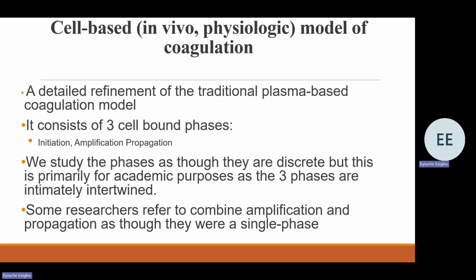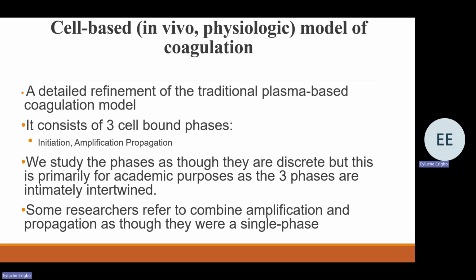The cell-based model, in essence, is a detailed refinement of the traditional plasma-based coagulation model. It consists of 3 cell-bound phases: initiation, amplification, and propagation. We study the phases as though they are discrete, but this is primarily for academic purposes because the three phases are intimately intertwined. Some researchers even refer to combined amplification and propagation as though they were a single phase.